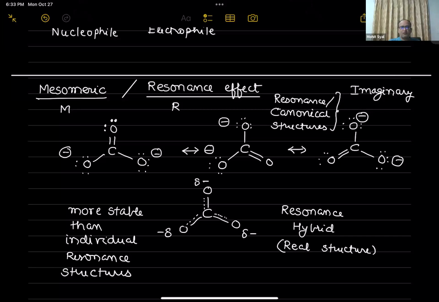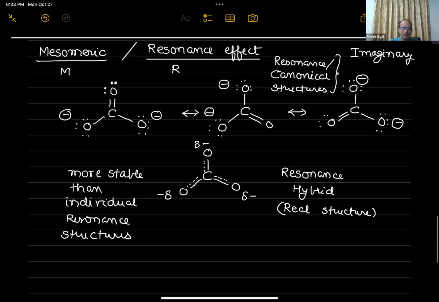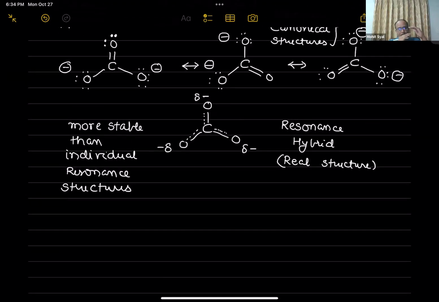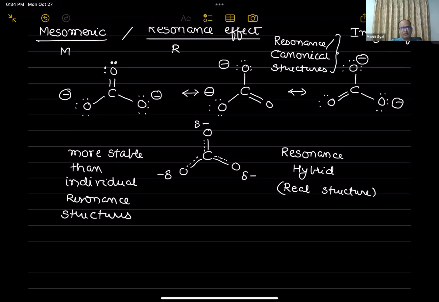The negative charge is also equally distributed on all three oxygens, and that is more stable, right? That's why only the hybrid exists, not the canonical or individual structures. Okay, is it clear? Yes. And the difference in energy between the imaginary structures and the hybrid is known as resonance energy. Resonance energy is the extent of stabilization which has happened because of resonance.